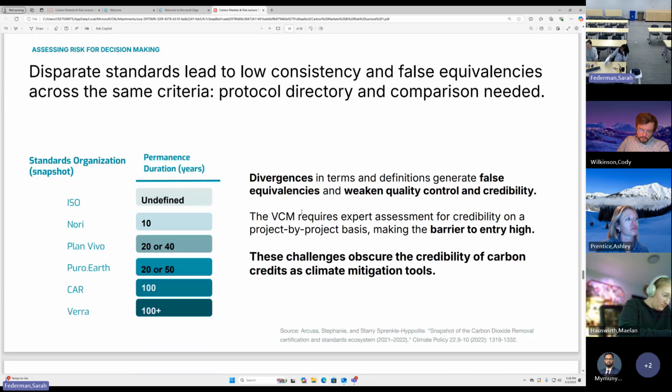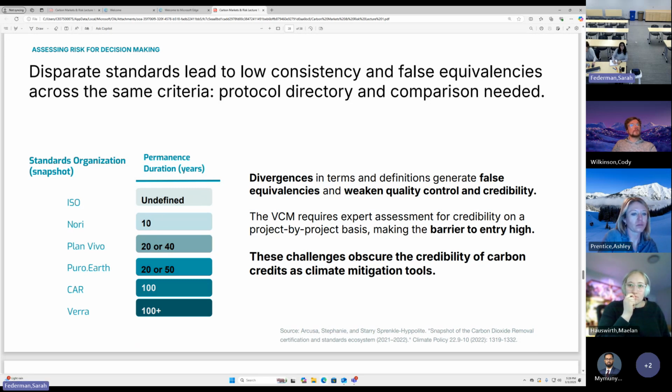So there are so many standards out there. I think you all saw the spaghetti map. We're not going to go into all of them in detail, but because these standards are so inconsistent, they lead to false equivalencies across the same criteria, which leads to low credibility and low quality and kind of weakens the market writ large. So here's just an example of durability in a few different standards. And you can see that it's wildly variable.